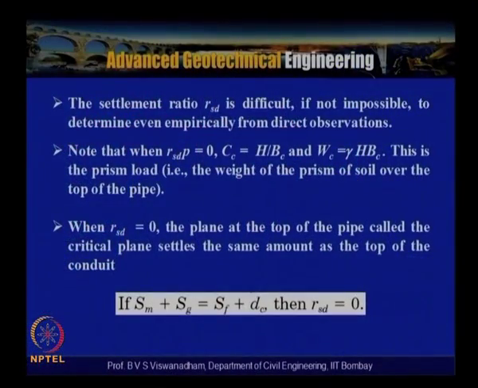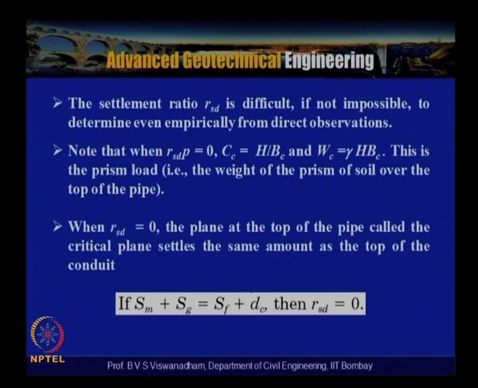The settlement ratio RSD is difficult, if not impossible, to determine even empirically from direct observations. As we discussed here, when RSDP is equal to 0, Cc is equal to H by Bc, with that Wc is equal to gamma H Bc, that means the prism load, that is the weight of the soil over the top of the pipe.